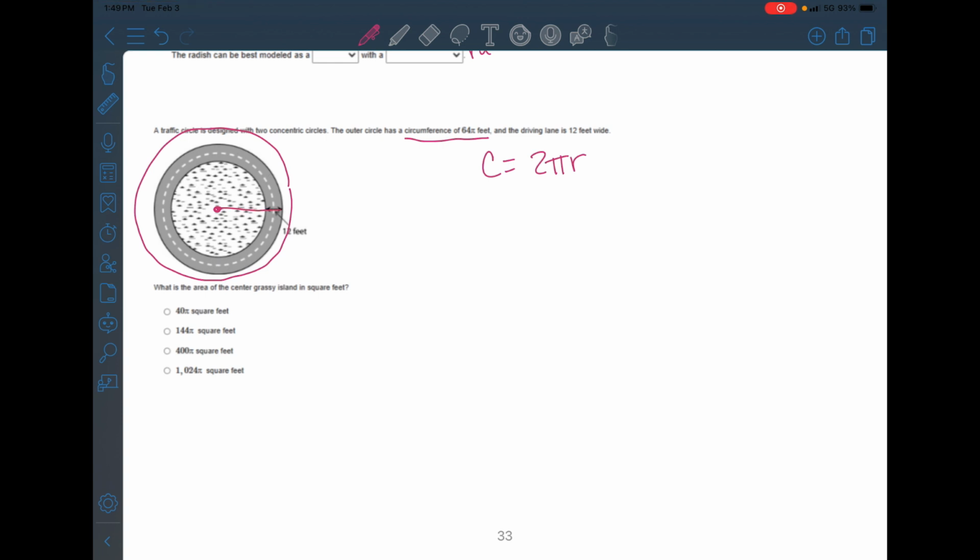Then it says, what is the area of the center grassy island in square feet? So we are going to have to find this part to find this area, okay? So we're going to first find what this radius is right here. So using your circumference, we know the circumference is 64 pi. We have 2 pi r here, and we've got to solve it for r. So we are going to divide by 2 pi.